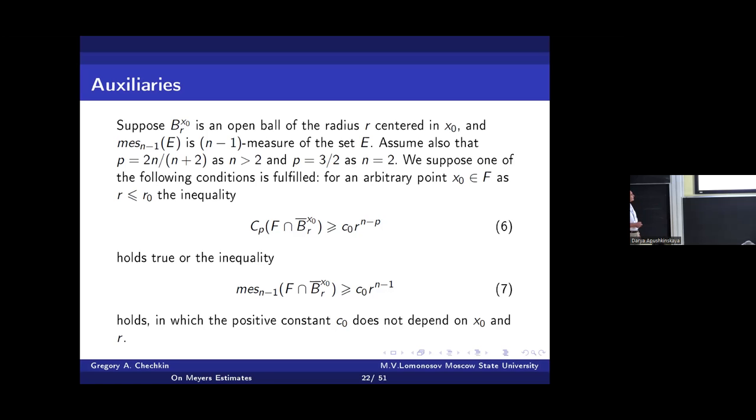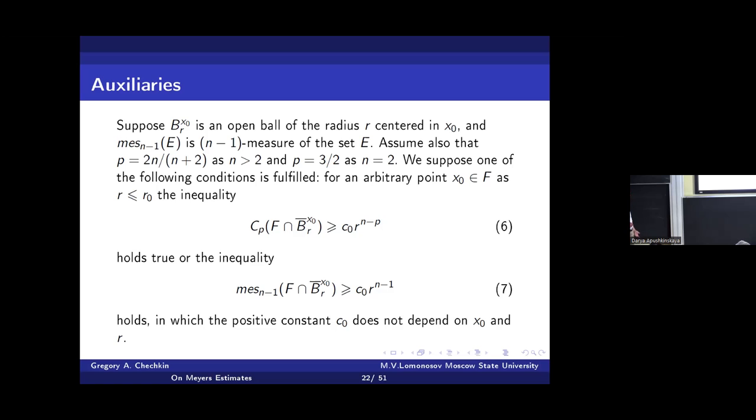For any point x0 from F, we have the open ball centered at x0 with radius R. And the following is valid: the p-capacity of the intersection of F and the closure of this ball, and I want to remind you that x0 is also a point from F, is greater than a constant times R to the power n minus p, for R less than R0.